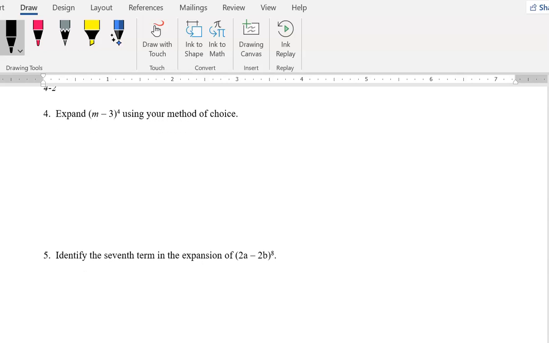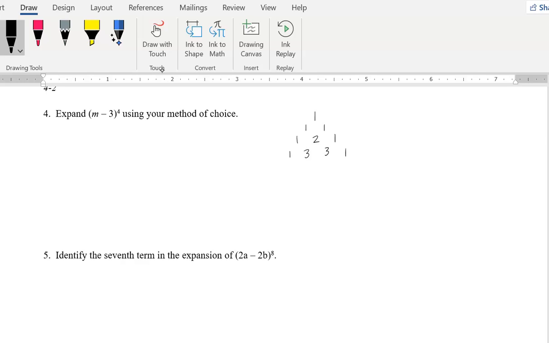Okay, so for number 4, we're going to expand this binomial using your method of choice. And what I mean by that is you can either use Pascal's triangle. So let me just go ahead and do Pascal's triangle. So start off with a 1, follow that up with 2 1s, and then you begin your pattern of adding. 1 plus 1 is 2. Every row starts and ends with 1. 1 plus 2 is 3. 2 plus 1 is 3. And the row that we need would have 5 numbers.